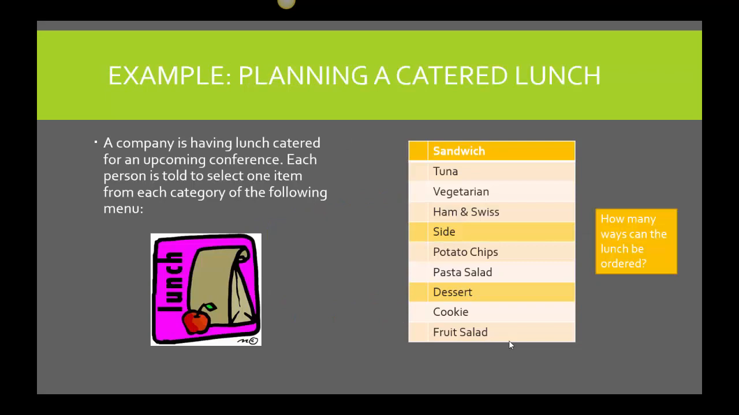Let's look at planning a catered lunch. A company is having a lunch catered for an upcoming conference. Each person is told to select one item from each category from the following menu. For a sandwich, they can have tuna, vegetarian, or ham and Swiss. For a side, they could have potato chips or pasta salad. And for dessert, they could have cookie or fruit salad. So let's start with: how many ways can the lunch be ordered?